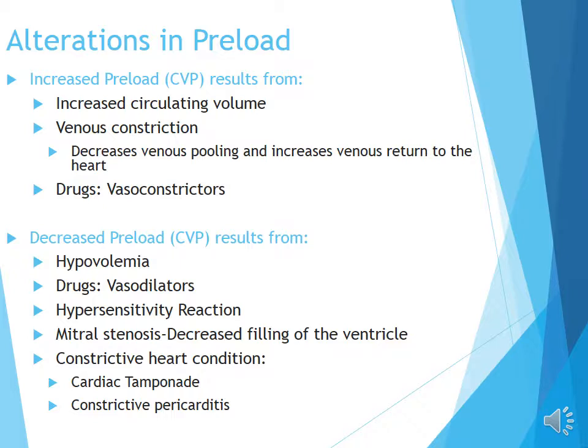A decreased preload could be caused by hypovolemia, so not enough volume, just the opposite. Mitral stenosis, and then the opposite of the vasoconstrictors would be vasodilators. So think about your nitro. Hypersensitivity reaction, cardiac tamponade, and constrictive pericarditis are other things that can also cause decreased preload.